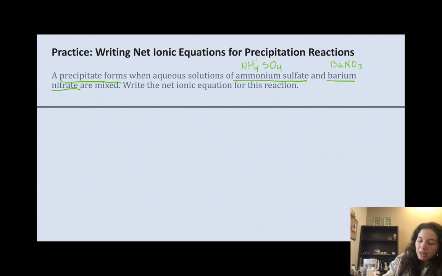This is a +1 and a 2-. So we're going to have NH4 here. Barium is a 2+, nitrate is a -1. So we're going to have Ba(NO3)2. Okay, so it asks you to write out the net ionic equation for this reaction. In order to do that, you're going to need to predict the products, like we learned last time. And you're going to need your solubility chart.